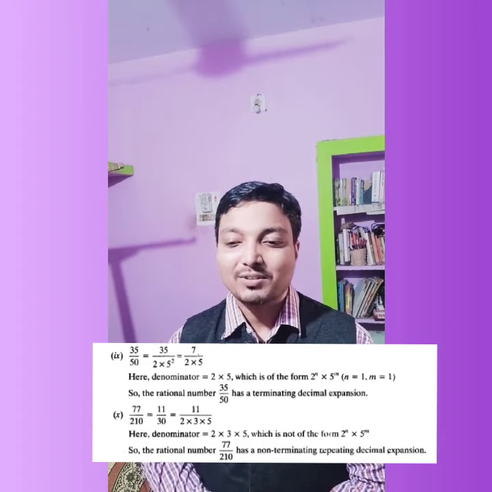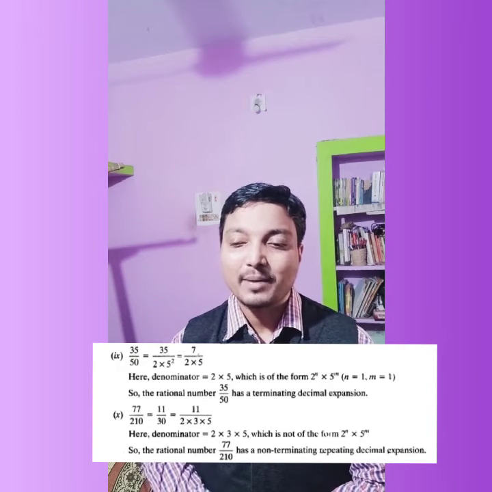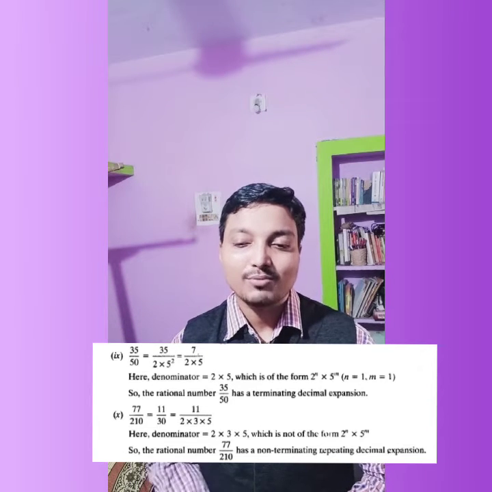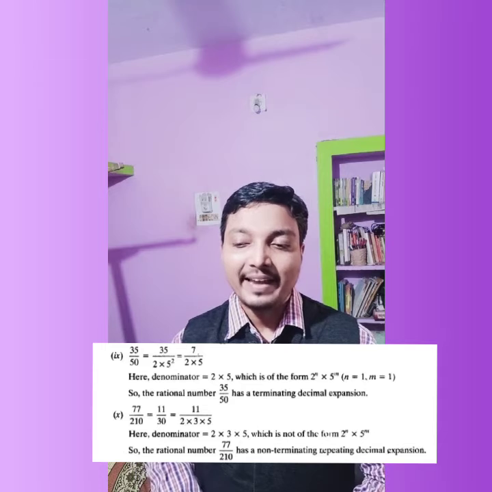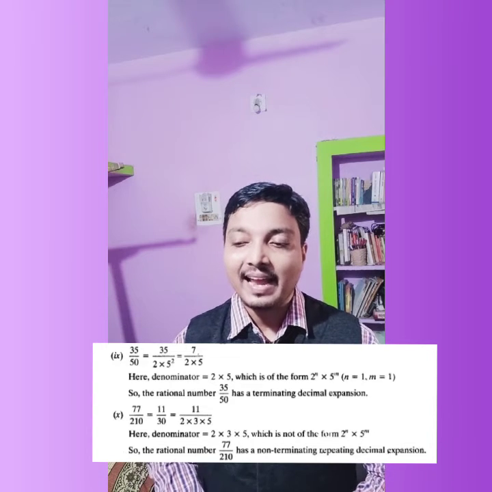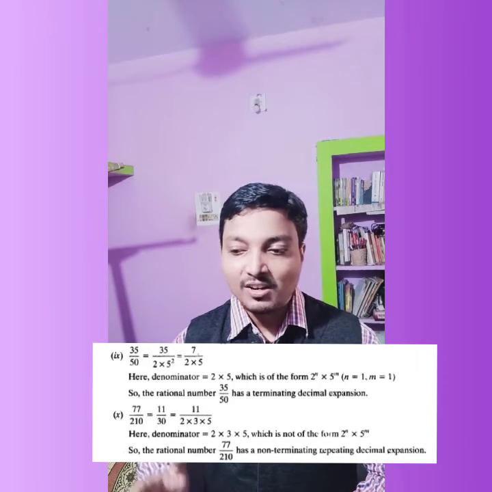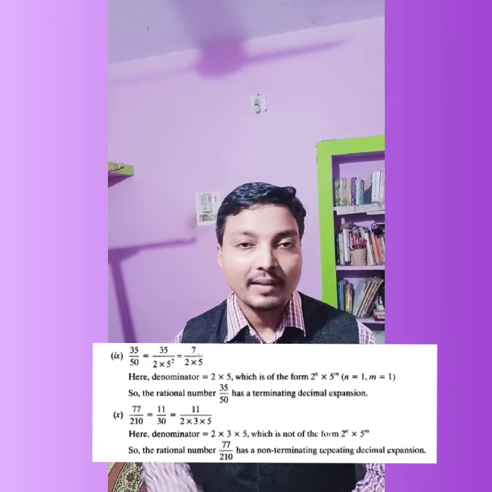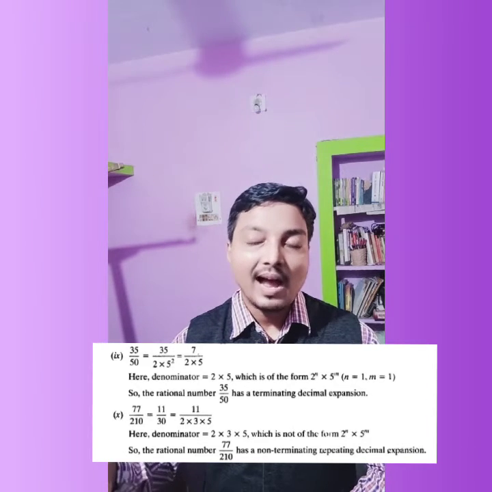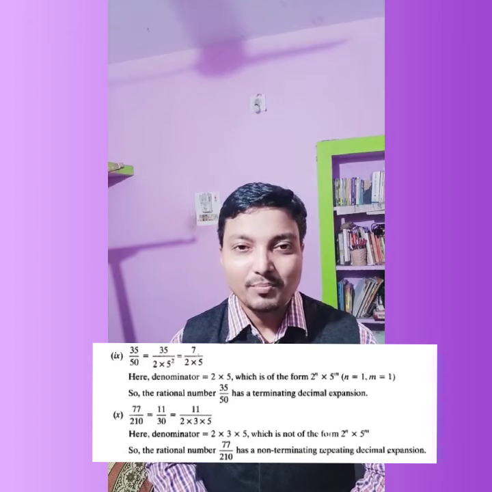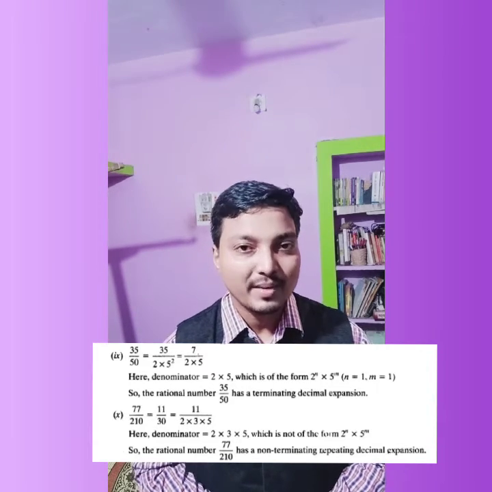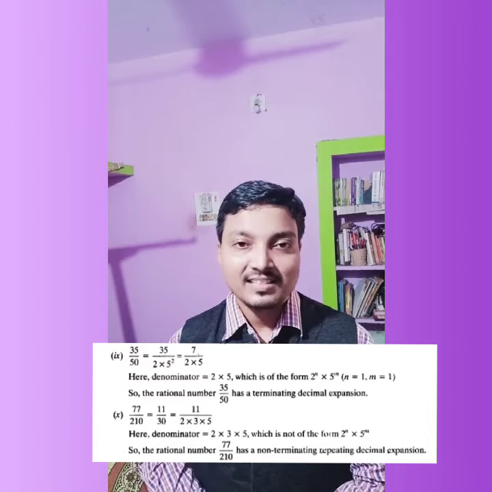Then the last question of question number 1 is 77 divided by 210, and here both are not co-prime numbers, so once again we are doing the simplification. After simplifying it becomes 11 divided by 30, and 30 can be factorized as 2 into 3 into 5. But we want only factors of 2 and 5, and here along with 2 and 5 we are also getting 3, so the denominator cannot be expressed in the form of 2 to the power m into 5 to the power n only. So this rational number gives us a non-terminating and recurring decimal.